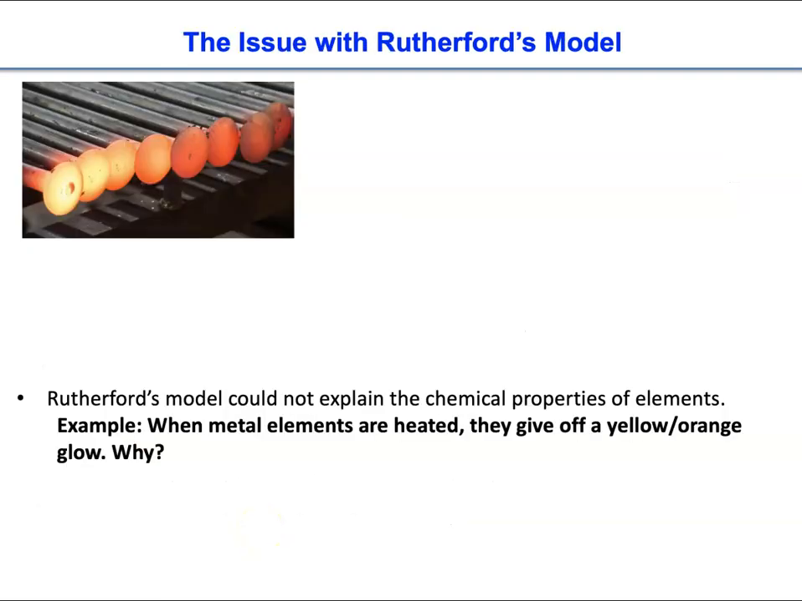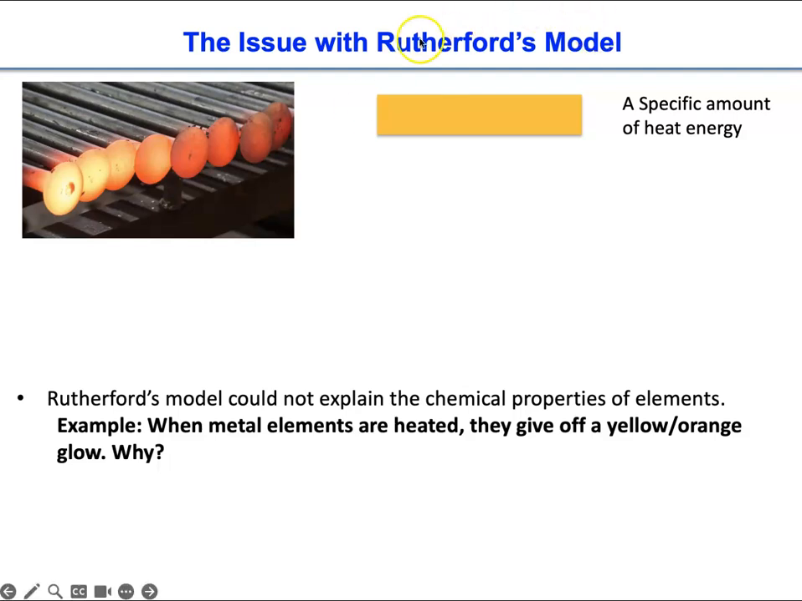There was an issue with Rutherford's model, and he couldn't explain, like what is shown in this image, why when metals absorb heat energy, they start glowing, and then once they lose the heat energy, they go back to their cool state without any glowing. Now, Rutherford's student Niels Bohr wanted to explain this.